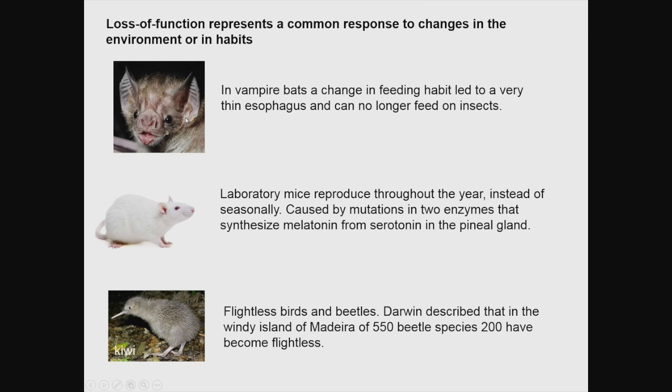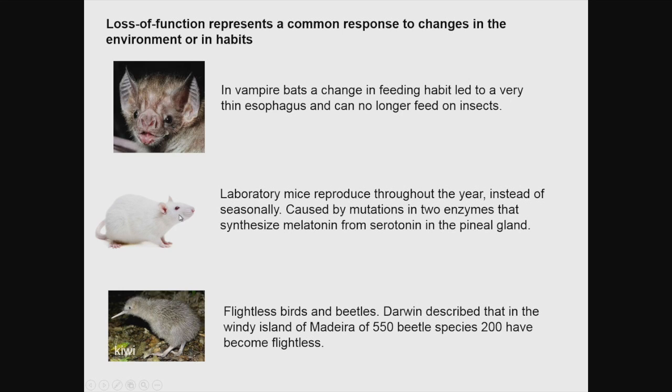big changes. For example, the vampire bat. These are regular bats, and they feed on blood. But the esophagus has gotten so thin in them that they can no longer feed on insects. So it's a specialization that occurred because of a habit change in feeding.